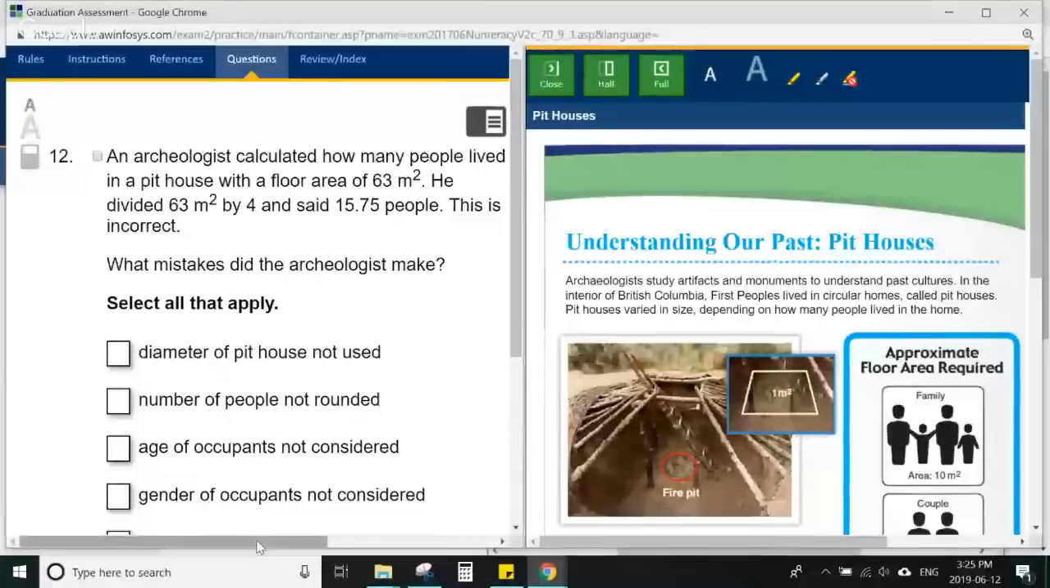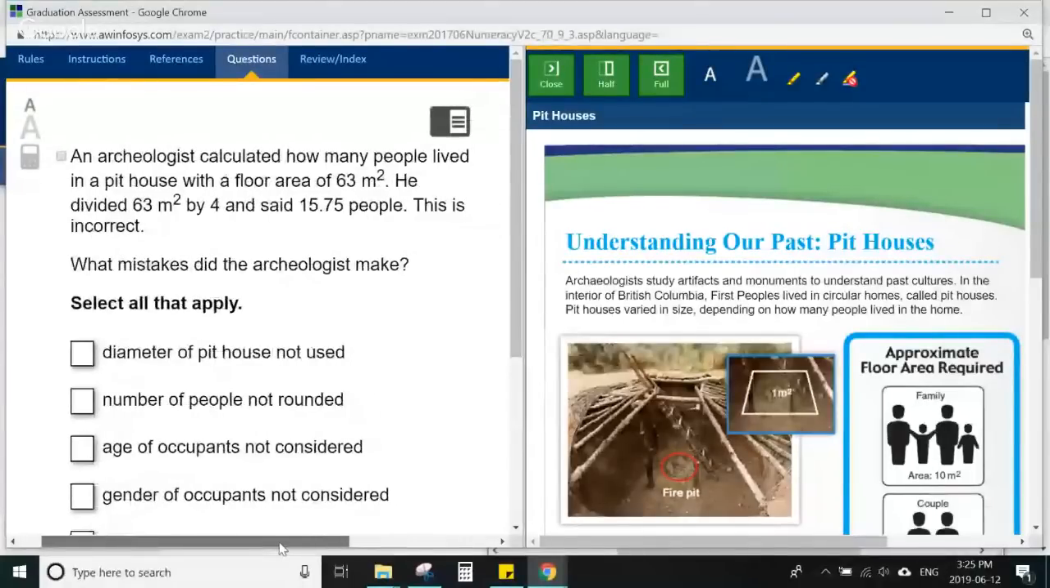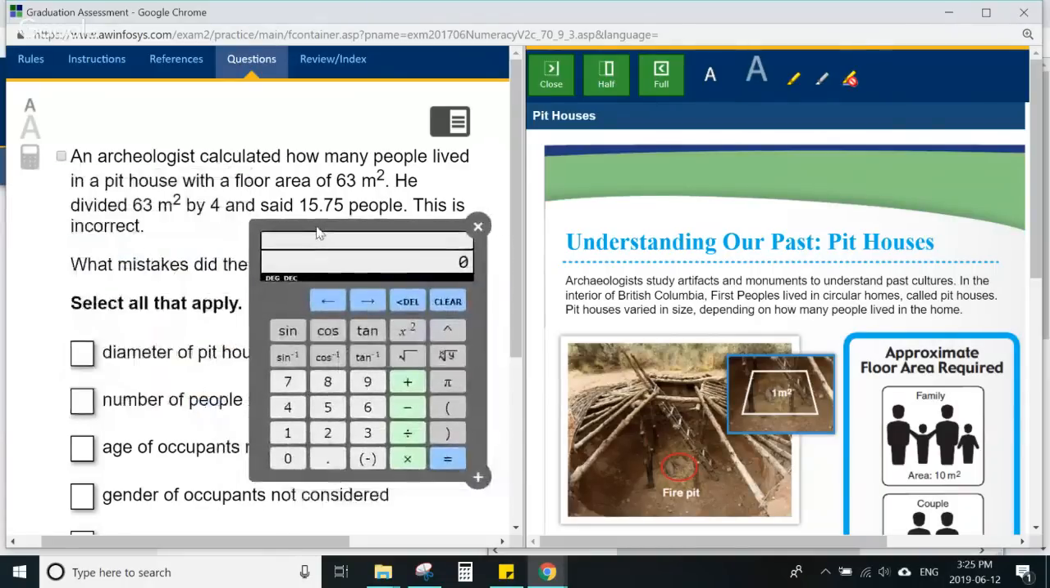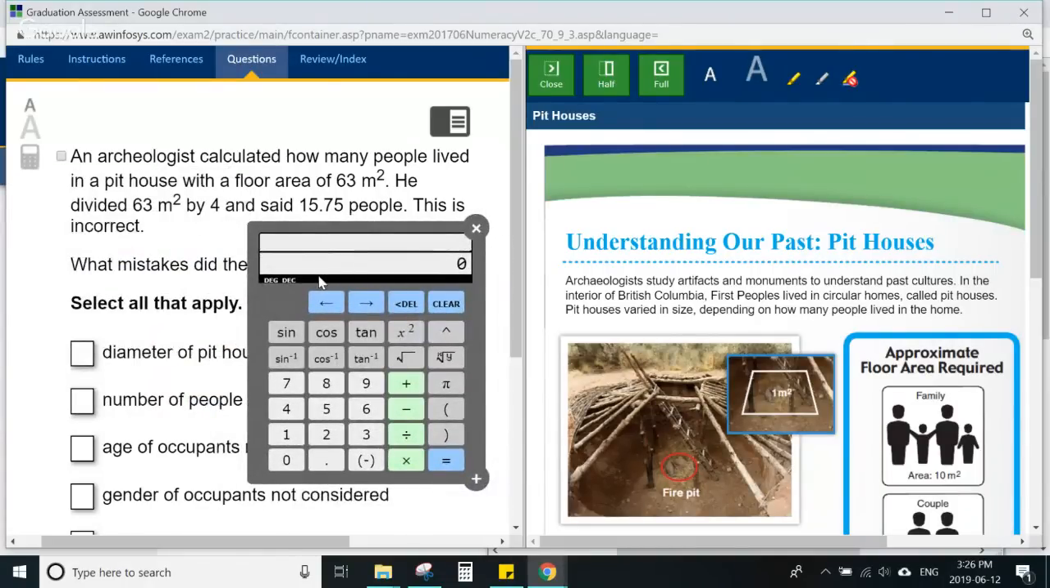An archaeologist calculated how many people lived in a pit house with a floor area of 63 meters squared. He divided 63 meters squared by 4 and said 15.75 people. This is incorrect. What mistake did the archaeologist make? Well, let's do a little bit of calculation and see if there's some error. 63 divided by 4 does indeed equal 15.75.